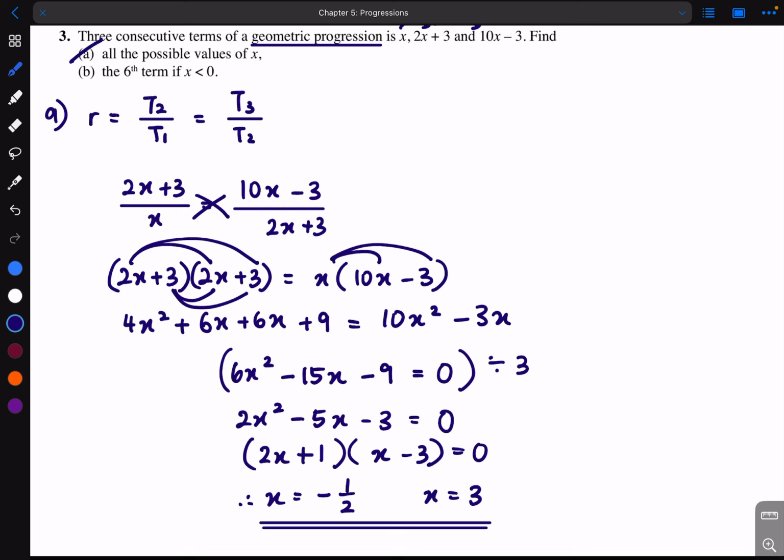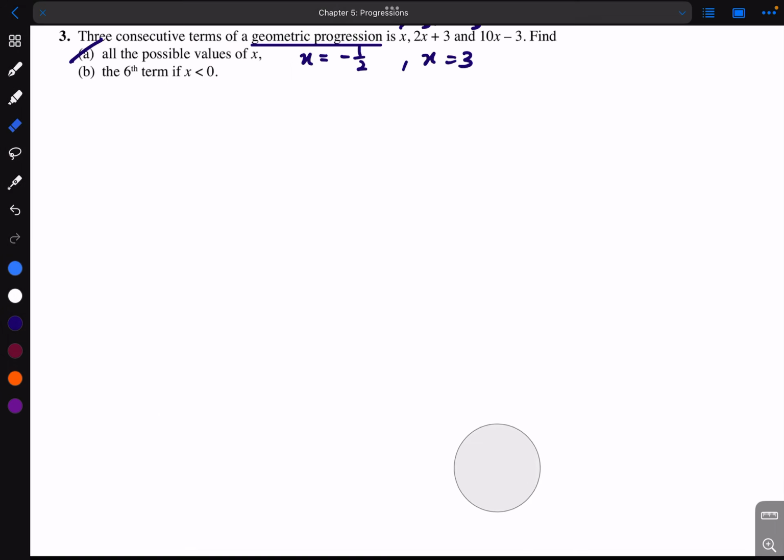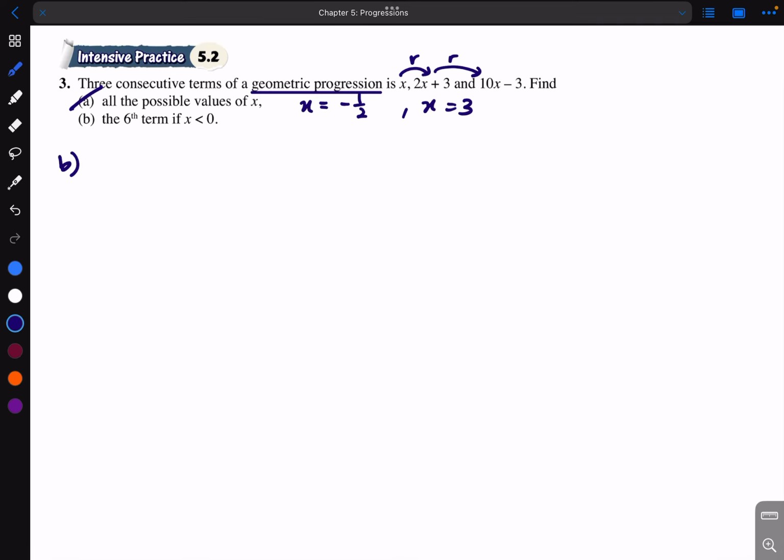A done. Right, let's try to do b. Okay, so I just write the values of x here and then let's try b. Okay, the sixth term, if x is less than 0, okay, since x is less than 0, this one is rejected. Okay, so we need to find the sixth term. That means we need to find t6.